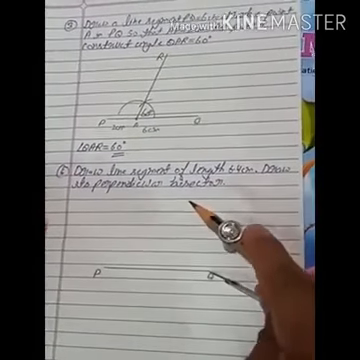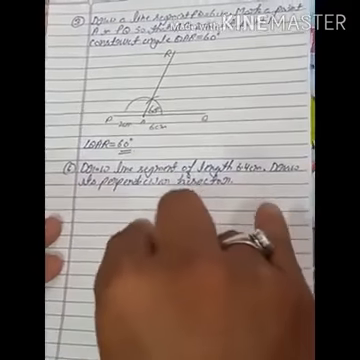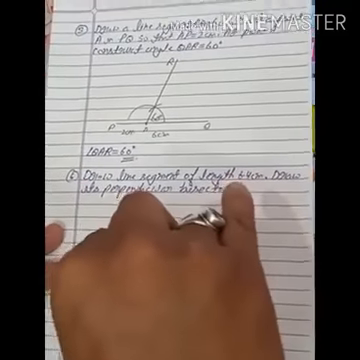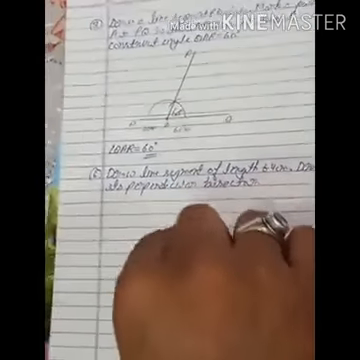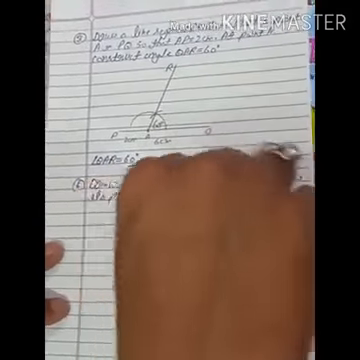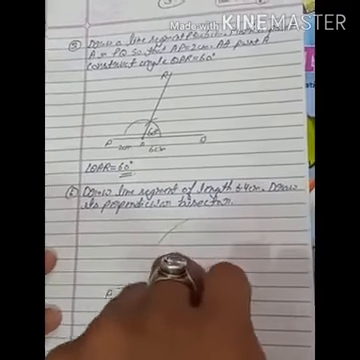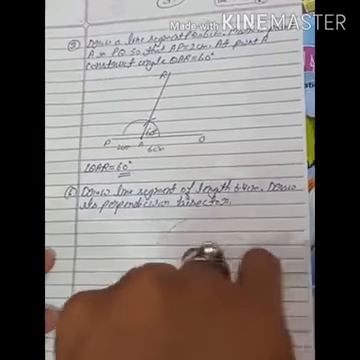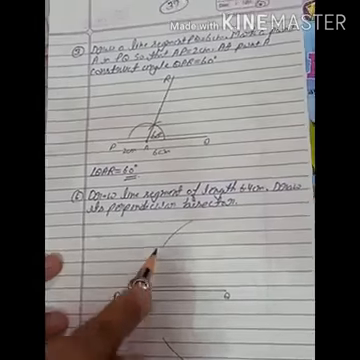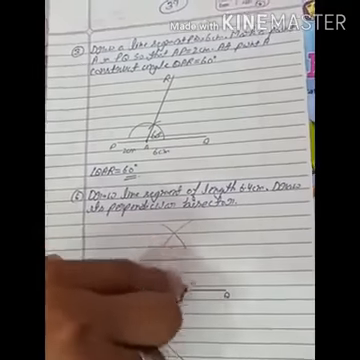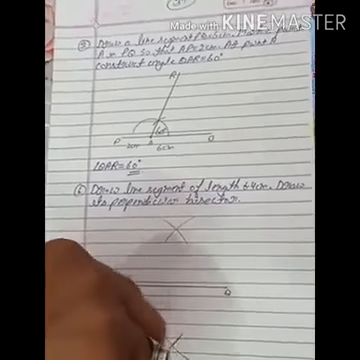From Q or either P, take the radius of more than half of this line. We can take from Q or either from P. So cut an arc from Q this side and one more arc this side also from Q. From P also we have to cut arc this side and this side also, which cuts previous arcs like this.